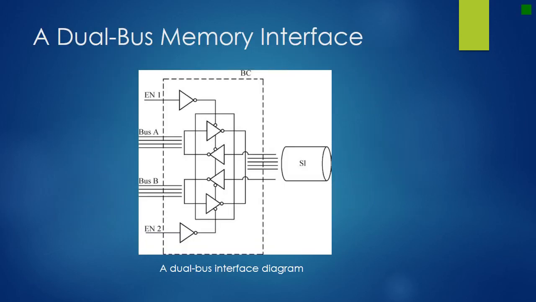So, a dual bus memory interface. The diagram shows a dual bus interface. Here the control signal EN is used to enable or disable the communication between the bus and the storage S. So you can choose what kind of bus you would like to enable.